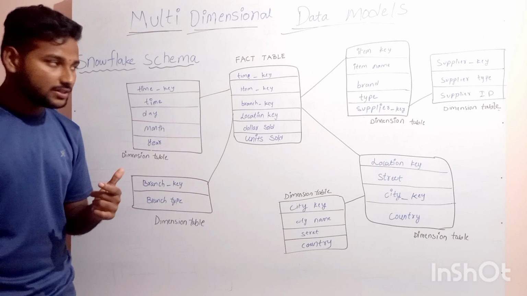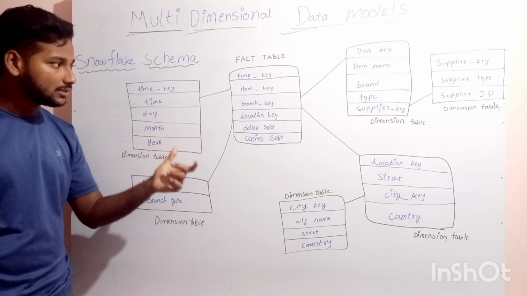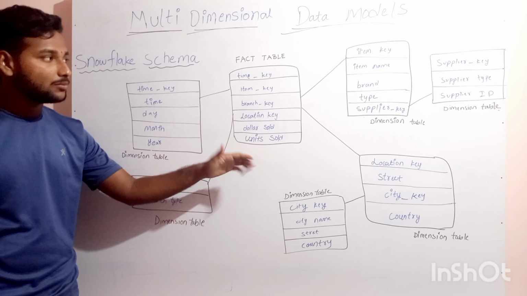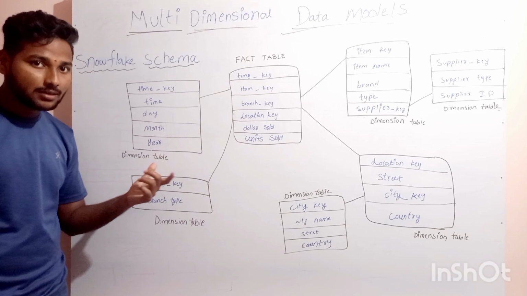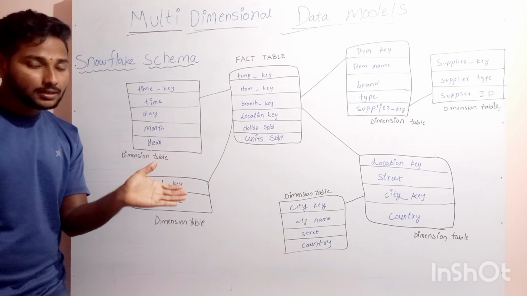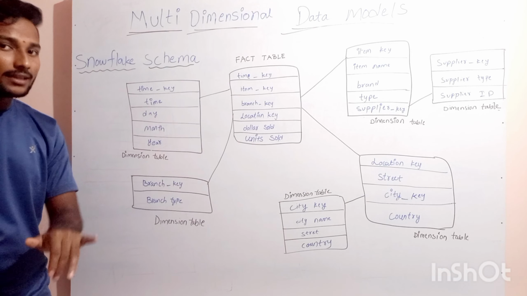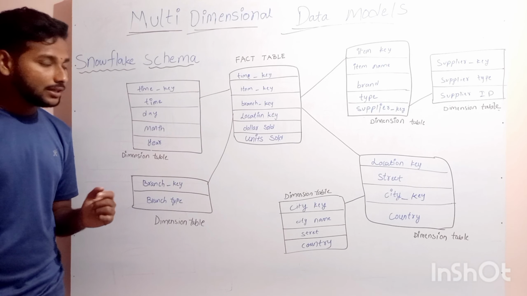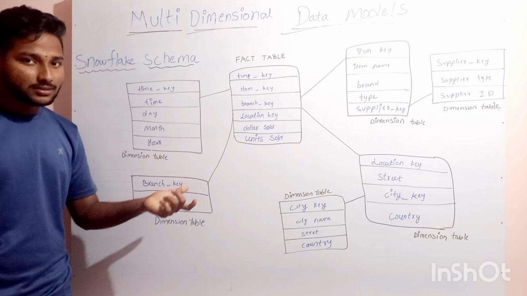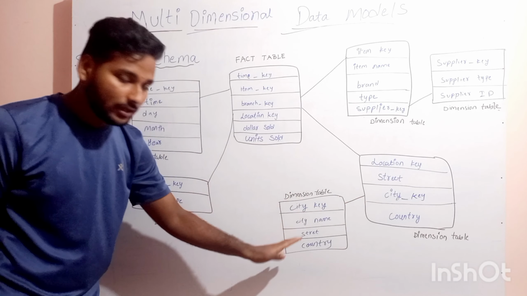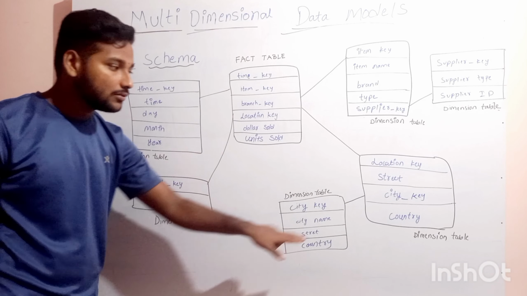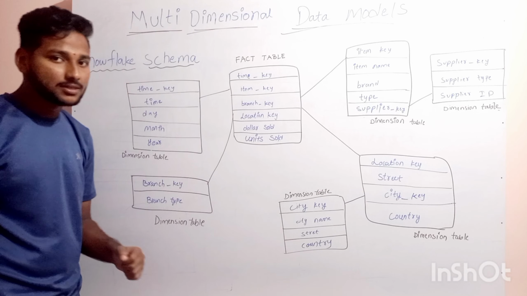The basic definition is that in this schema, there is a central fact table which contains the dimension tables. From that dimension table, there is the possibility of another dimensional table. This is the same as the star schema, but we have the possibility of another dimension table from one dimension table.